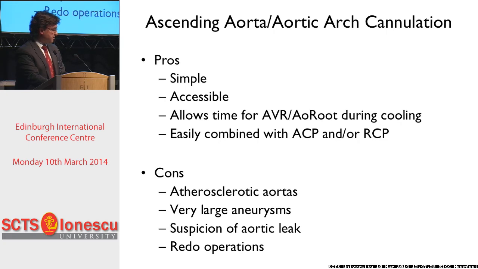Ascending aorta cannulation, the pros is that it's simple, it's accessible, it's in front of you. It allows time to do some proximal work should you elect to cross-clamp the aorta, and it's very easily combined with antegrade cerebral and retrograde cerebral perfusion. The cons is that sometimes you have a very grossly atherosclerotic aorta, so it's not an option. Very large aneurysms that can occupy almost all the chest may preclude you from using the ascending aorta. Suspicion of an aortic leak, and also redo operations.